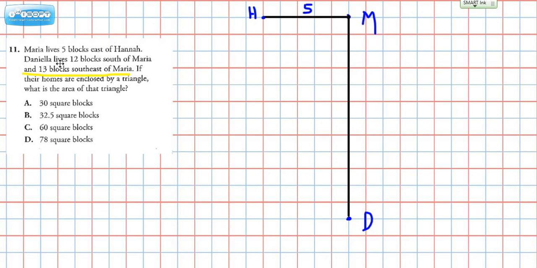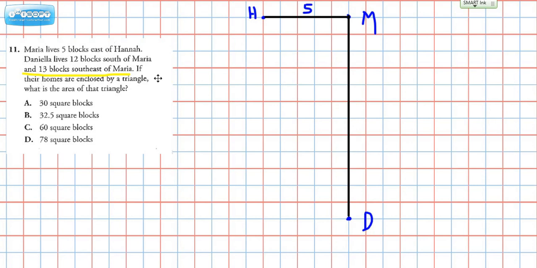All right, now this part I'm not even sure if I understand. I think this is a typo, to be perfectly honest. It says, and 13 blocks southeast of Maria. So which is it? Does she live 12 blocks, where, you know, that's 2 things going on in one sentence. It doesn't make any sense. So let's just ignore that for now.